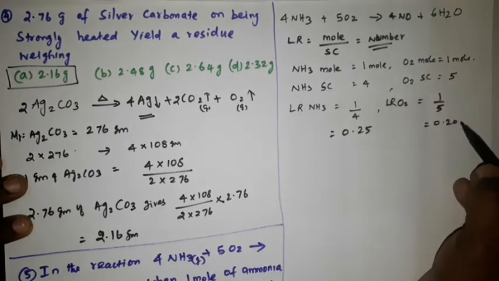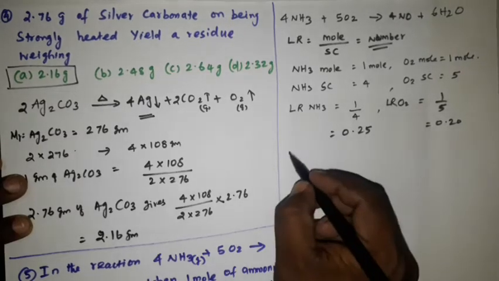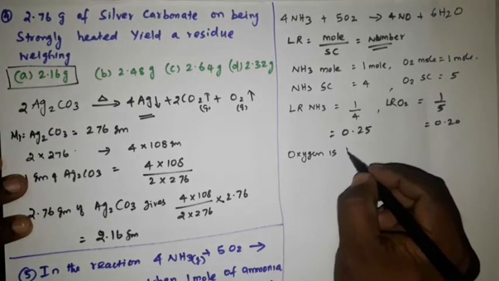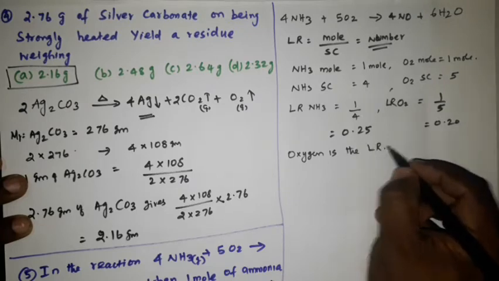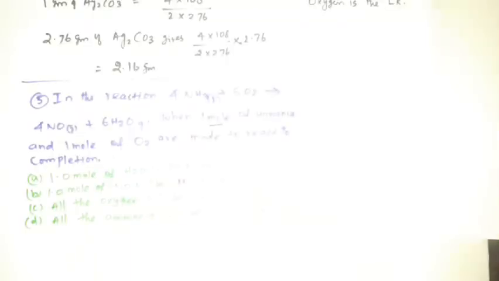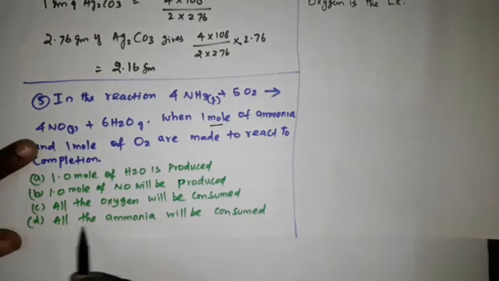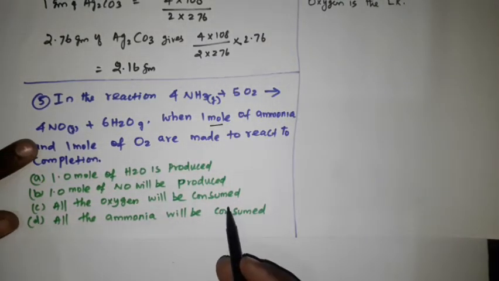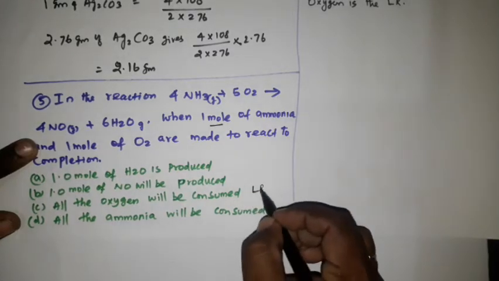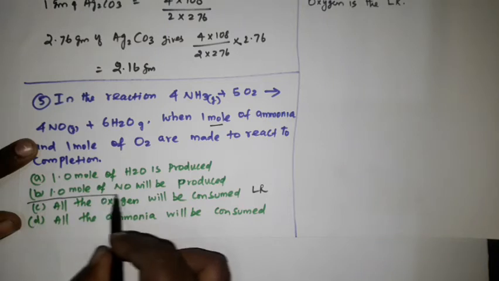Oxygen is lower. The number is lower. So oxygen is the limiting reagent. Now check the option. See here, all the oxygen will be consumed. So if anything is consumed completely, that is the limiting reagent. So option C is the right answer.